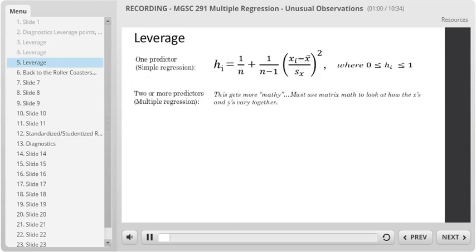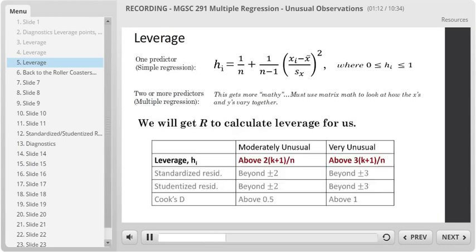The statistic for leverage is relatively simple for a simple regression, but gets more complicated when we have multiple predictors. Fortunately, R will calculate leverage for us. Here's the rule of thumb for defining the amount of leverage an observation has. For k predictors, a leverage value greater than twice the sum of k and 1 divided by sample size n is considered moderately unusual in terms of leverage. If h, the leverage value, is greater than 3 times the sum of k and 1 divided by sample size n, then the observation is considered to have very unusual leverage.